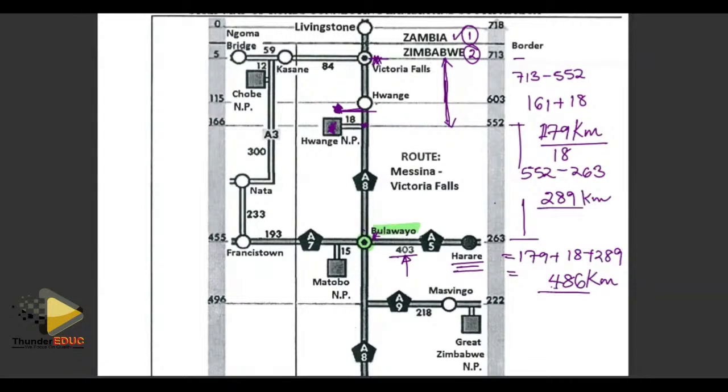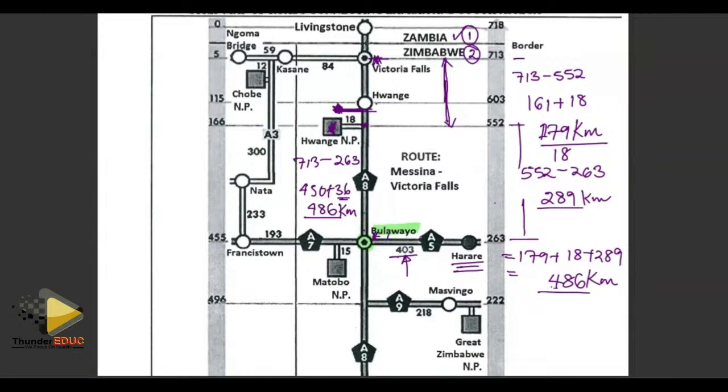Another one, someone would say from Victoria Falls to Bulawayo. What distance is there? You take 713 minus 263. You get 450. Add on the 36. The 36 comes from 18 in, 18 out. So it becomes 486 still.